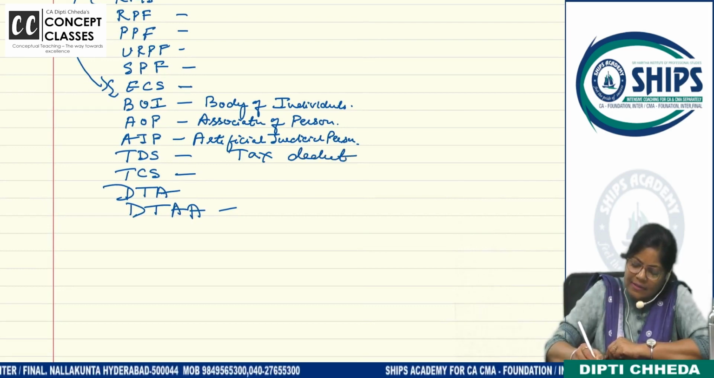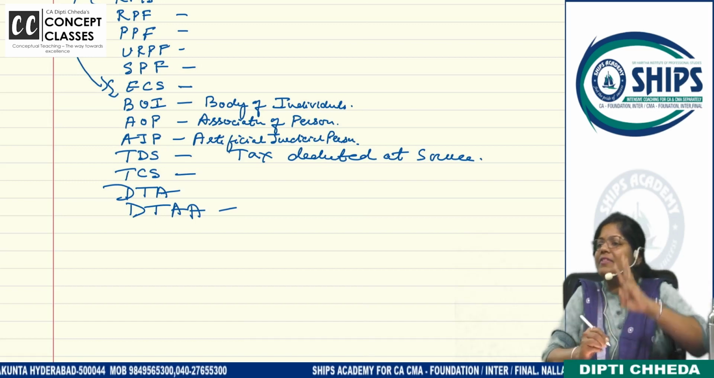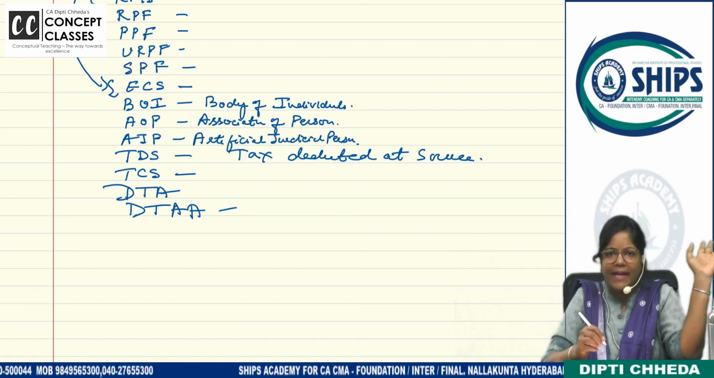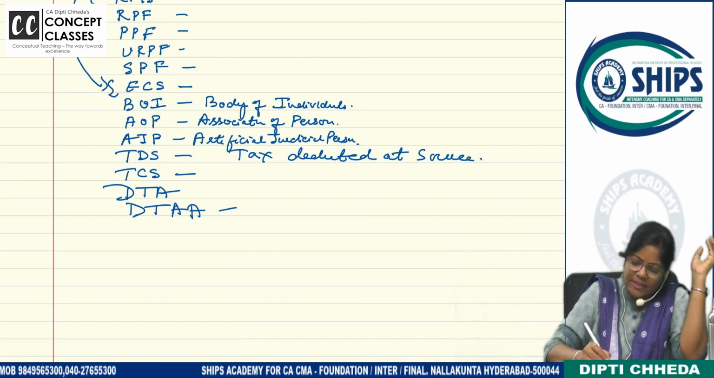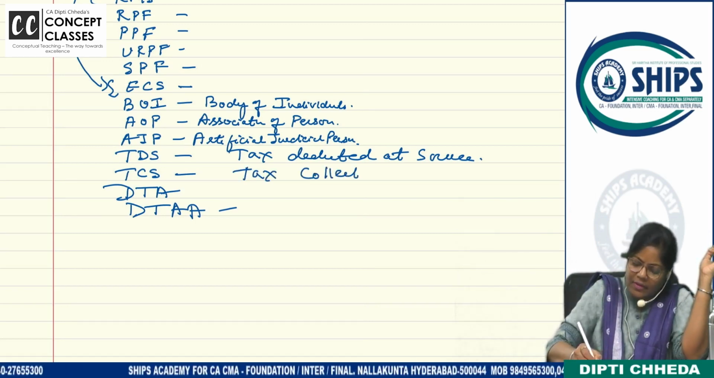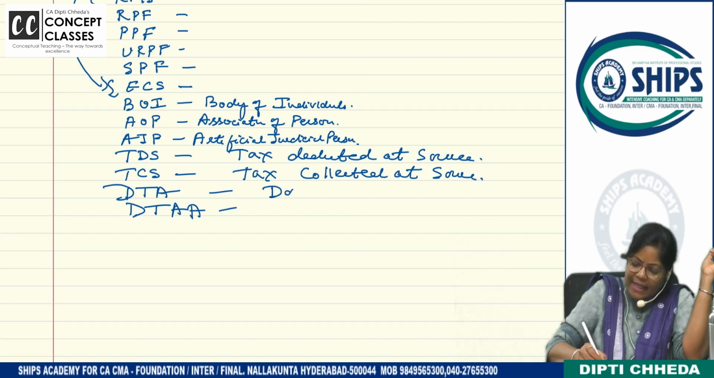Tax deducted at source. Tomorrow you will tell me 3 examples of tax collected at source, whatever you can get from search or by talking with your seniors. Tax collected at source. What is DTA's full form?